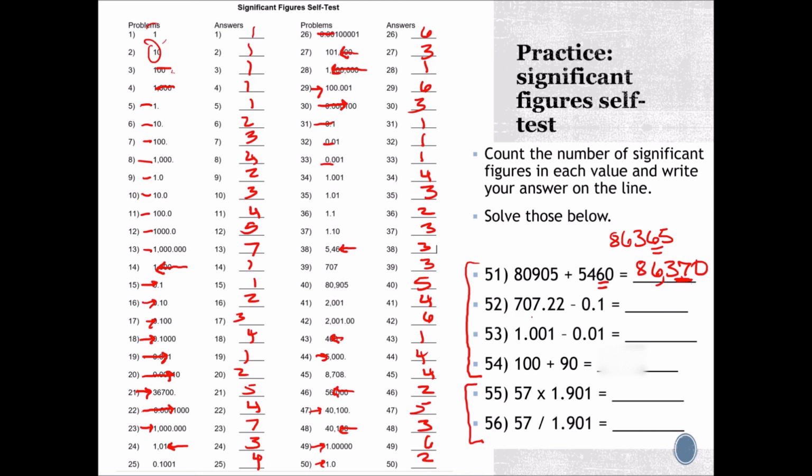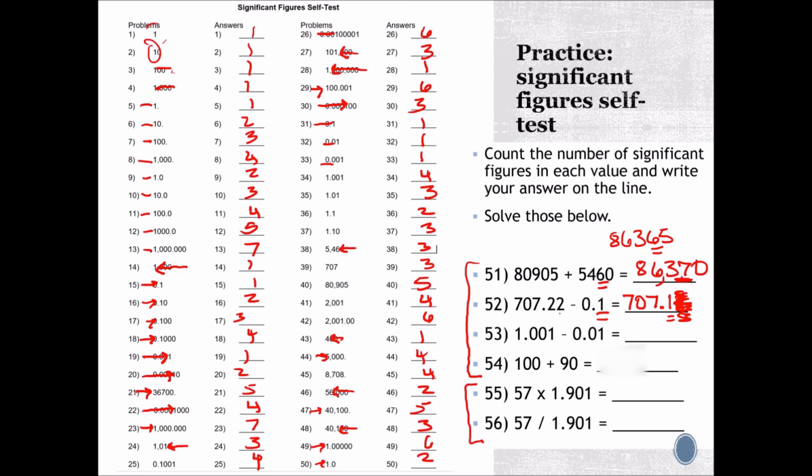52. Your answer should be rounded to the tenths position. So when you calculate, you get 707.12. And when you round that to the tenths position, it's 707.1.